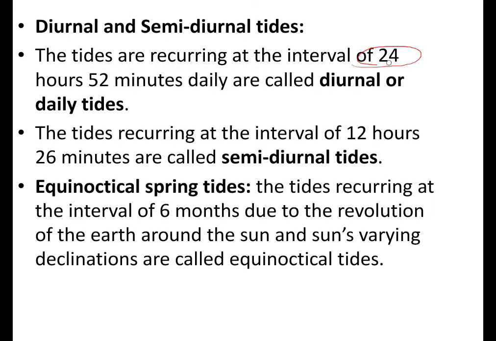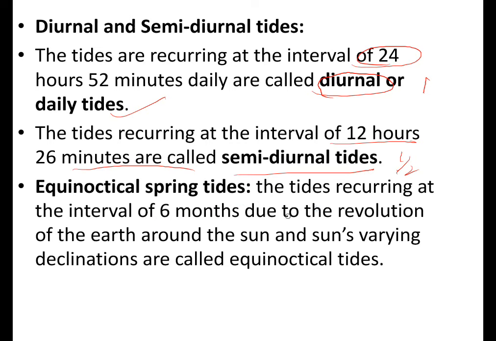Diurnal and semi-diurnal tides. These are daily tides, and the tides recurring at the interval of 24 hours 52 minutes daily are called diurnal tides, or daily tides. The tides recurring at the interval of 12 hours 26 minutes are called semi-diurnal tides. So this is for one day, and this is for half a day, 12 hours 26 minutes. This is 24 hours 52 minutes, because it takes an additional 52 minutes to come under the moon's influence again.